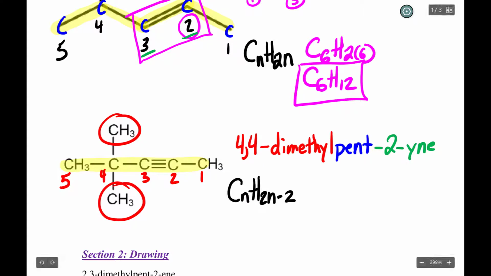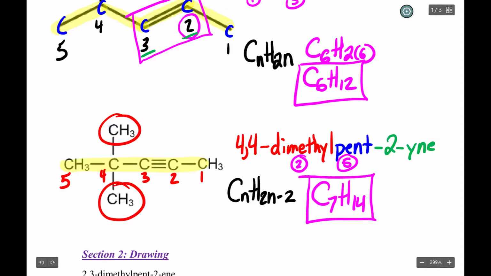So the next thing I do, I'm going to count up how many carbons I have in my compound. So dimeth is 2, pent is 5, so that's a total of C7H14. And so that would be the formula for this compound.